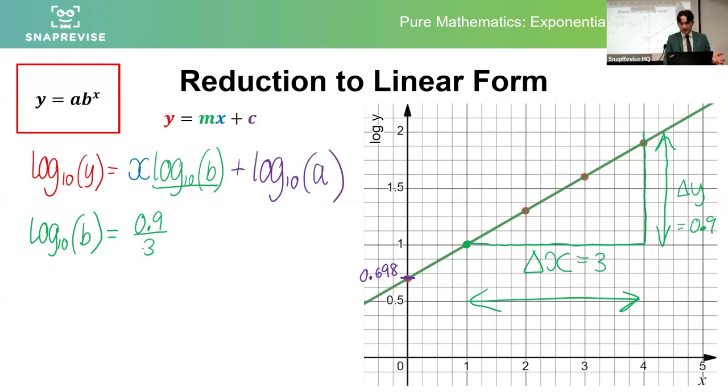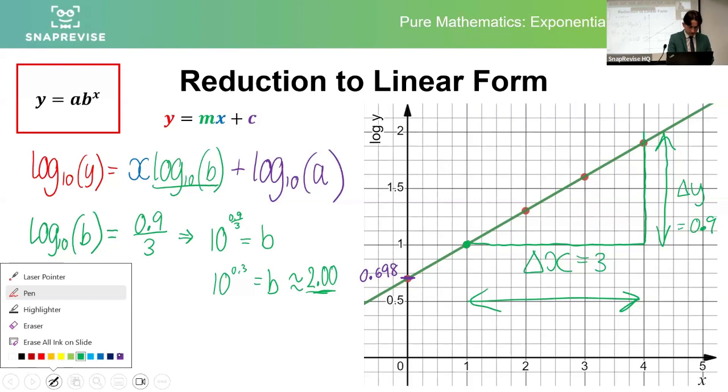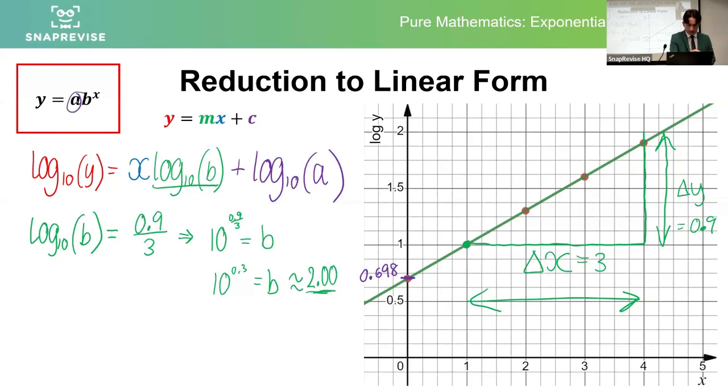But to help me find b, because b is the thing I care about, that means that 10 to the whatever that is, 0.3, equals b. So 10 to the 0.3 equals b, which is approximately 2. You can look it up, see if you get it more exact, but I think 3 significant figures is good enough. Now, to find the C bit, we're actually looking for A ultimately.